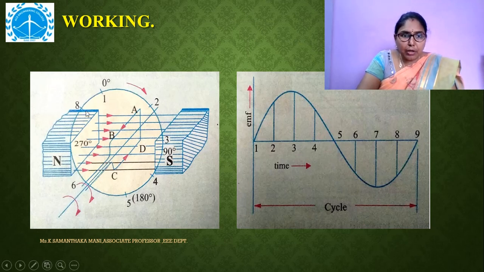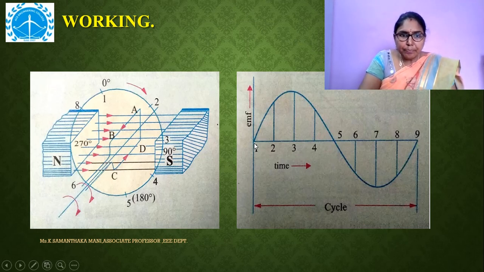During this revolution of the conductor position from 0 to 360 degrees, what happens? The flux is cutting the conductor at different positions, right? So the rate of change of flux linkage will be there, and EMF is induced in the conductor. That can be explained very clearly here.